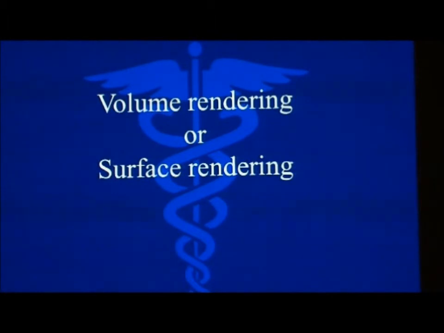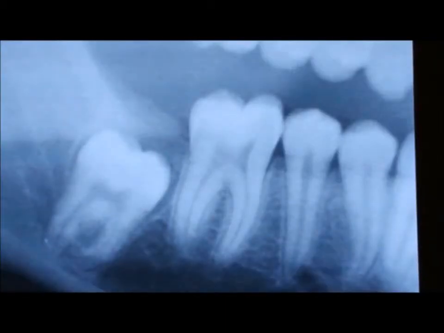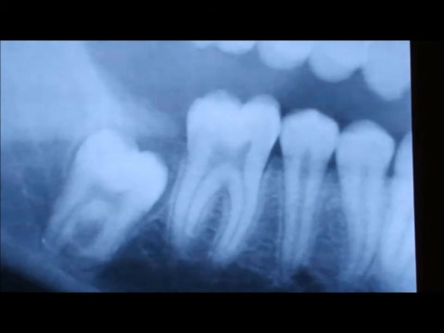Let me explain to you now a thing which is basically very important to understand when you work in 3D images. You have two ways, only two ways, to show a 3D image. One is called the volume rendering, and one is called the surface rendering. I show that to you on an example.